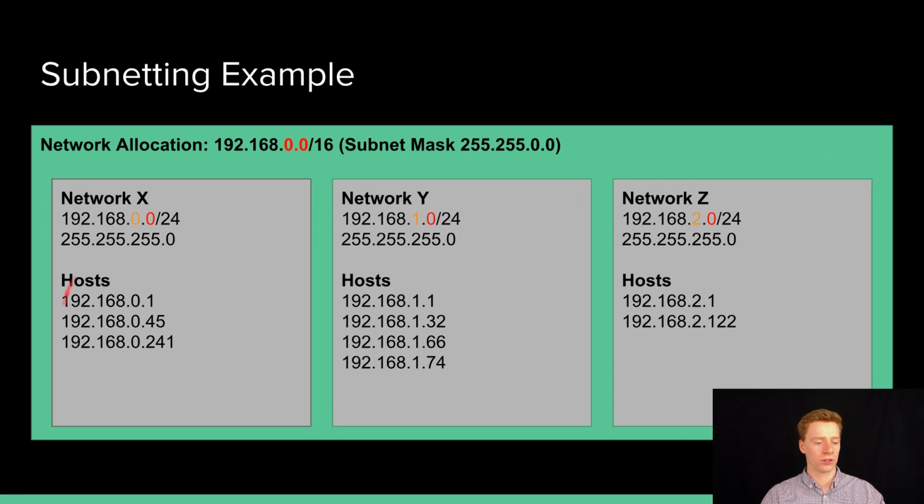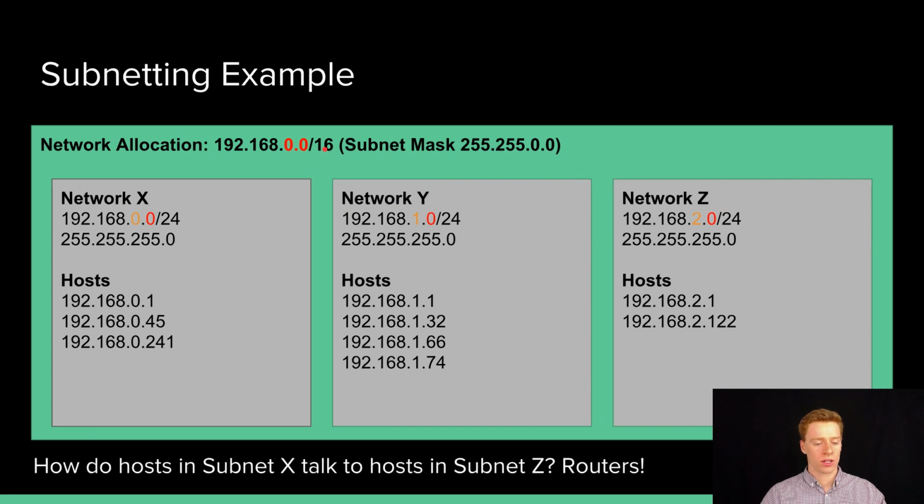So here we have some hosts in our network. You can see each host is assigned the specific subnet ID that we've been talking about. So X is 0, Y is 1, Z is 2. And all of these actually fall under this 192.168.0.0/16.